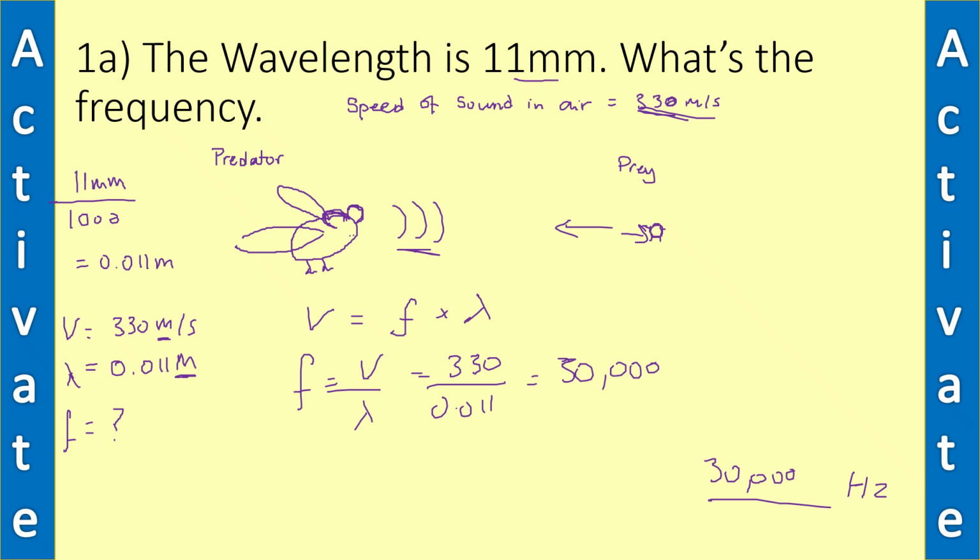Now, if you had not done this conversion, and so you got the wrong answer there, you got 30 for example, you would still get 1 mark. But try and make sure you check your units and make your conversions as necessary.